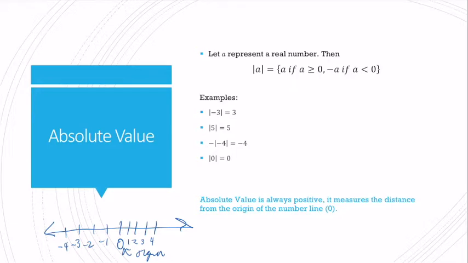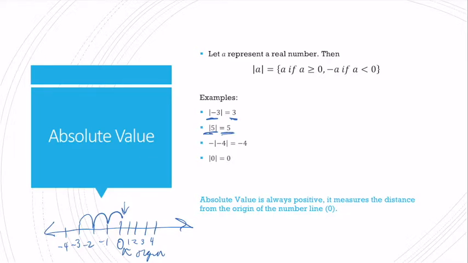So if I want to know how far negative 3 is from our origin, I'm going to go over and say, oh, it's 1, 2, 3. It's 3 away from the origin, which is a positive number. Distance is always positive. The absolute value of 5 is 5.